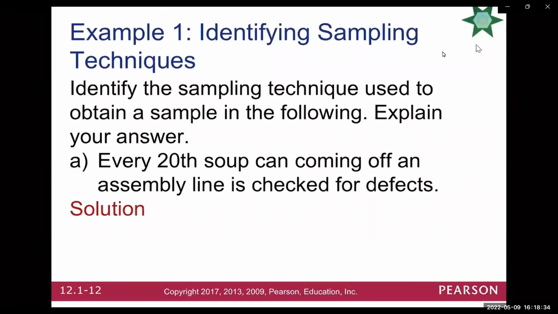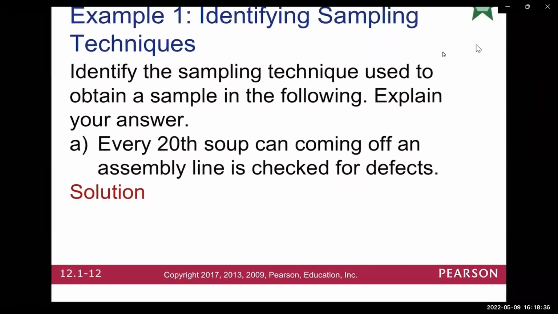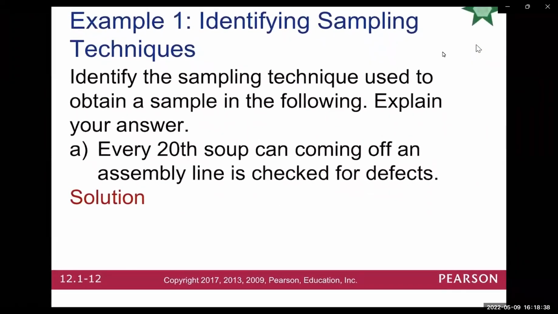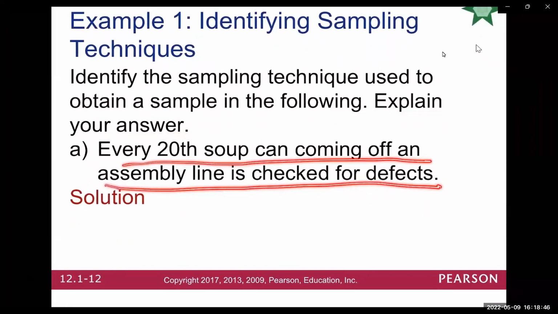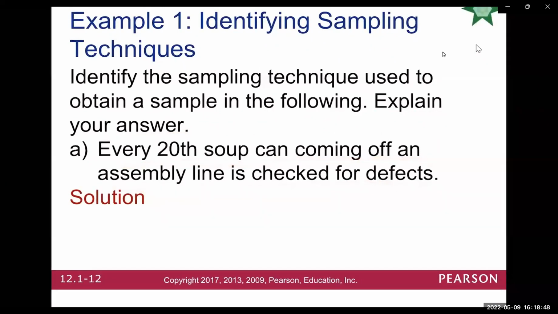All right, here's our first example, identifying sampling techniques. Identify the sampling technique used to obtain a sample in the following, and then explain your answer. Every 20th soup can coming off an assembly line is checked for defects. Anybody know which technique this would be?